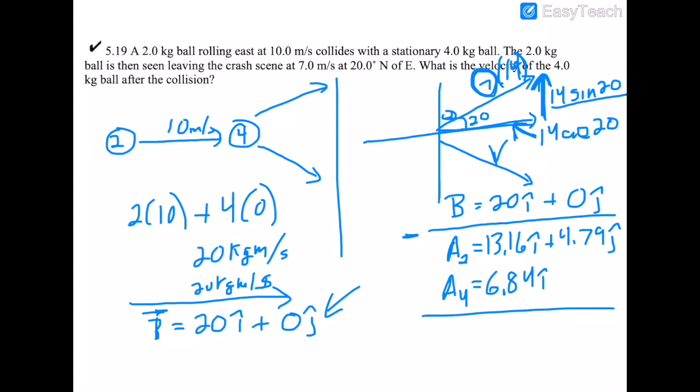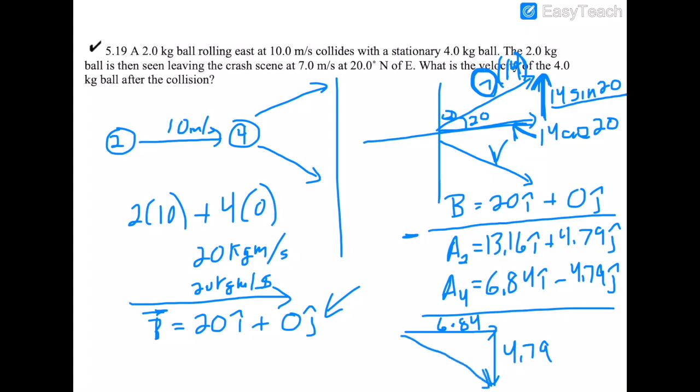And 0 minus 4.79 is minus 4.79 J hat. This is the component then of the 4 kilogram ball. So it looks like this. It looks like a momentum of 6.84 over, and 4.79 down, and then here is your resulting momentum.